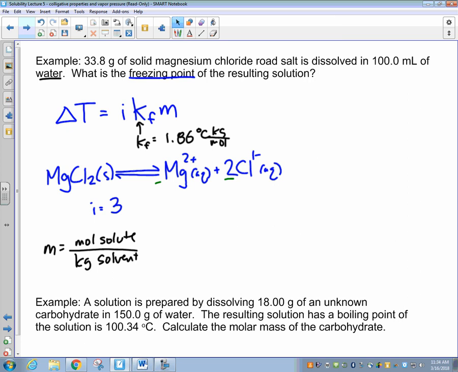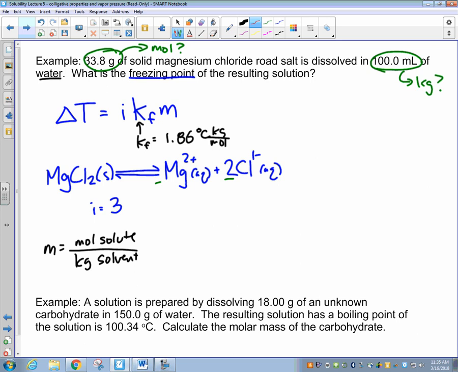Now we've not been given moles, we have been given grams of magnesium chloride, which means we need to make a conversion from grams of magnesium chloride into moles of magnesium chloride. And we've also not been given a mass of solvent, we've been given a volume of water, which means we need to go from milliliters of water into kilograms of water. Let's go ahead and do our grams to moles conversion first. And you have to pause for me for a moment here while I grab a calculator and calculate the molar mass of magnesium chloride.